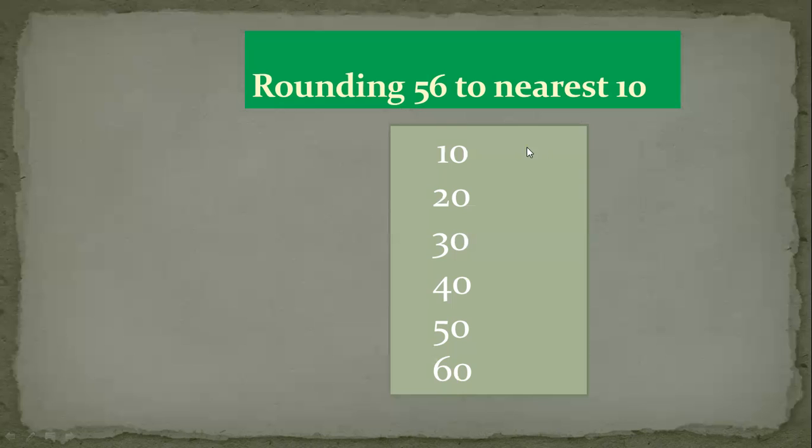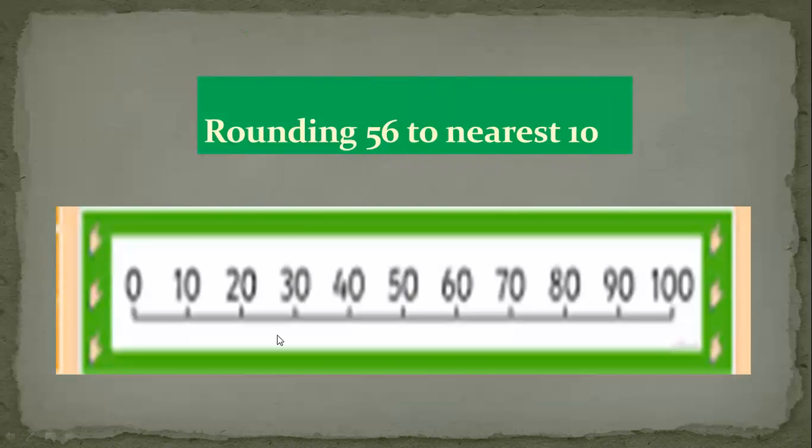So here we are going to find the place for 56. Now I'm going to tell you about a number line. You can see on your screen the number line from 0 to 100. So 56: 0, 10, 20, 30, 40, 50, 60, 70, 80, 90, and 100.